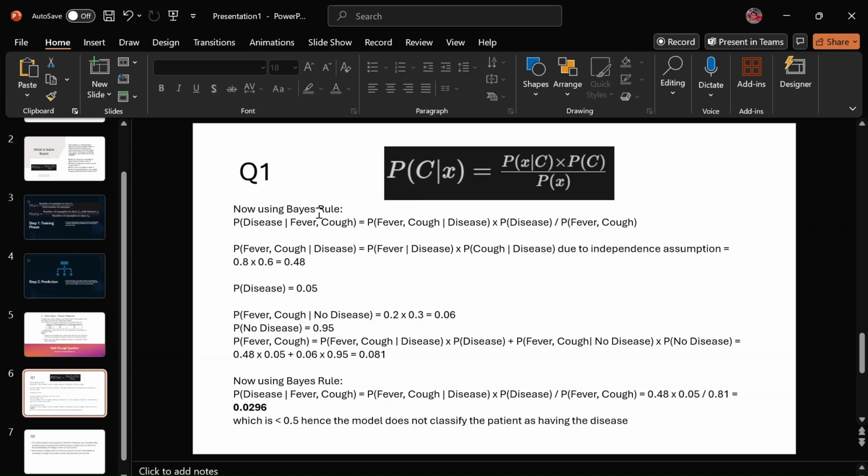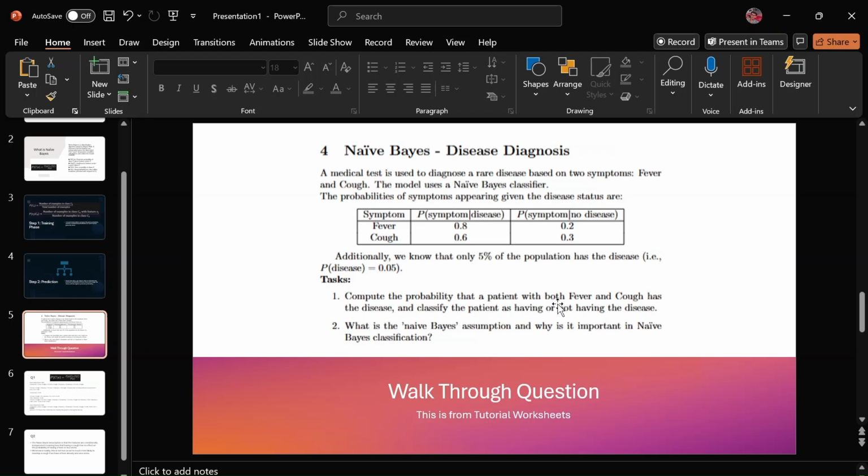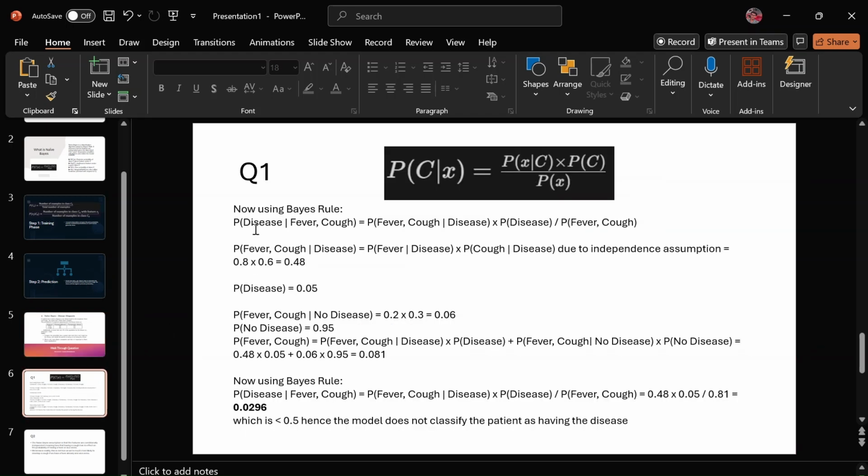So how we will tackle this question, it's fairly basic, simple, it only requires like 3 steps. We will look at the Bayes rule, right? As we saw at the start, I've pasted it back in over here. So we want to work out, as the question asks, the probability that a patient with both fever and cough has the disease. We can write this as: what is the probability they have the disease given that they have a fever and a cough. That is what we want to work out for this question.